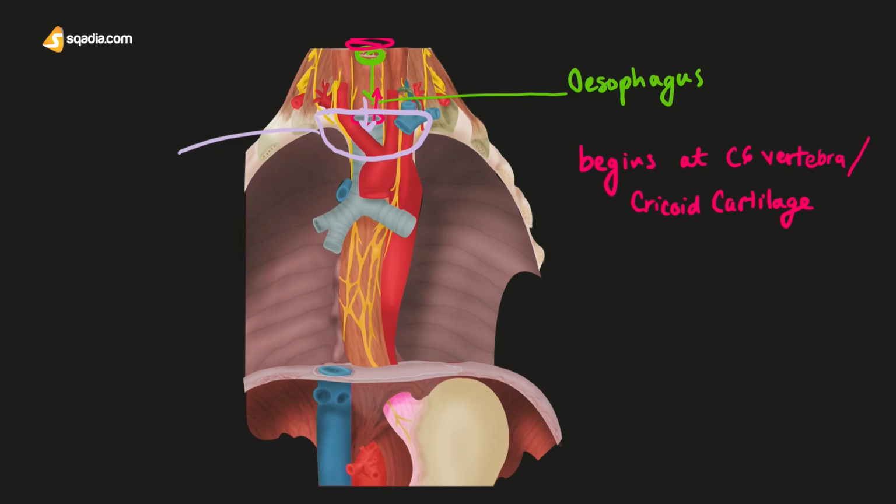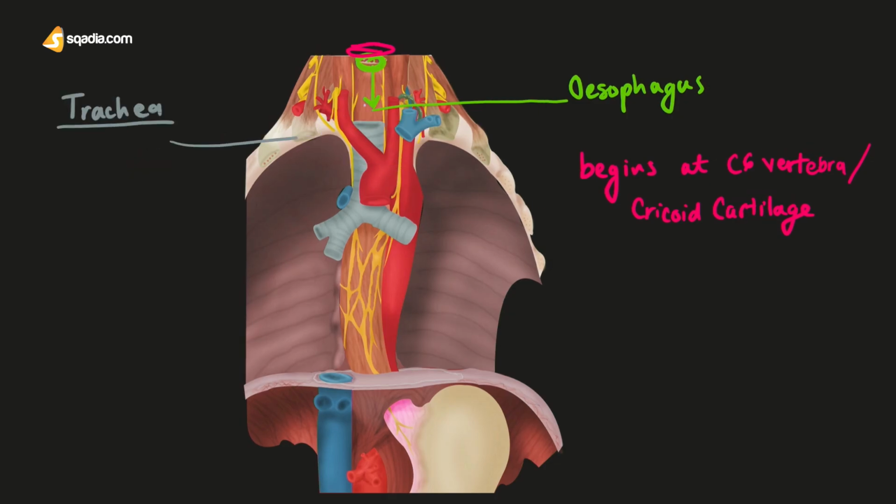We'll discuss the esophagus when we talk about all of the organs in the mediastinum in a future lecture concerned with the mediastinum and the structures of the mediastinum. But right now we're just talking about all of the structures that are passing through the superior thoracic aperture. The next thing that we're going to be looking at is the trachea. So here we can see the trachea.